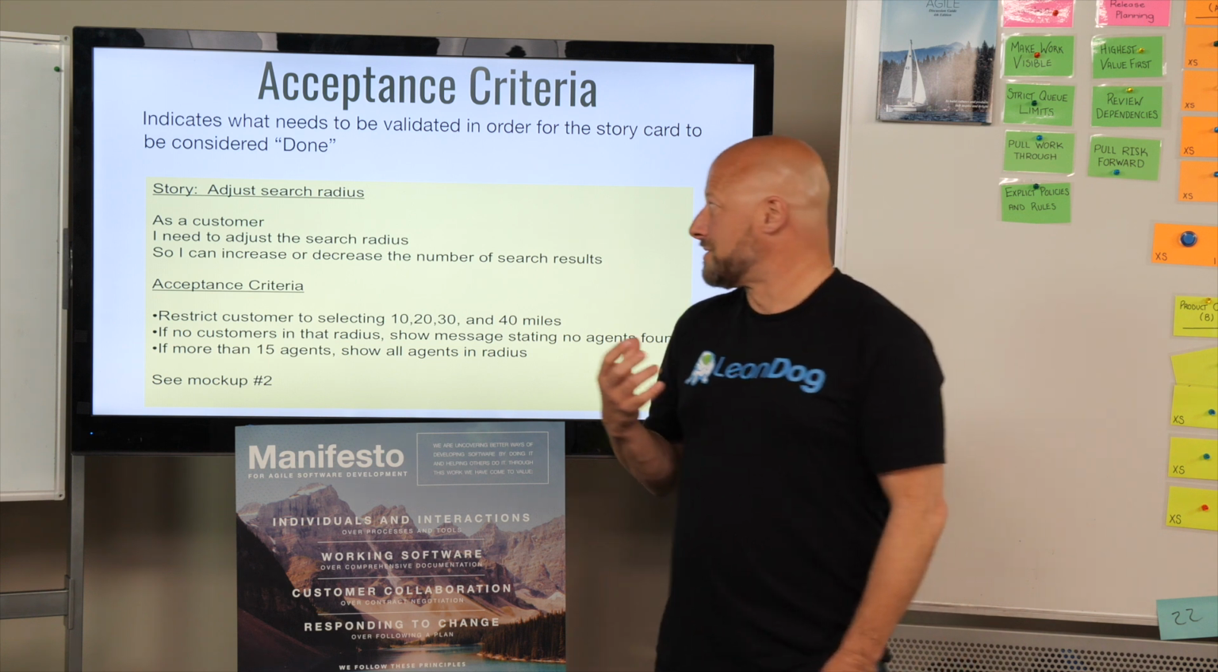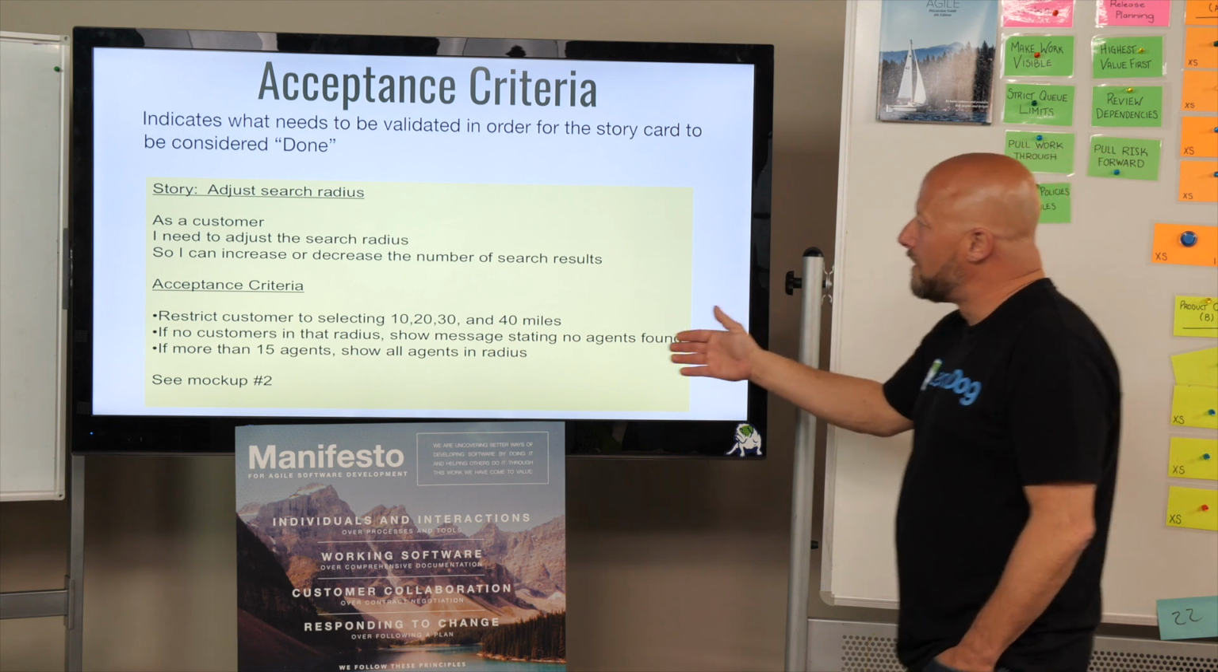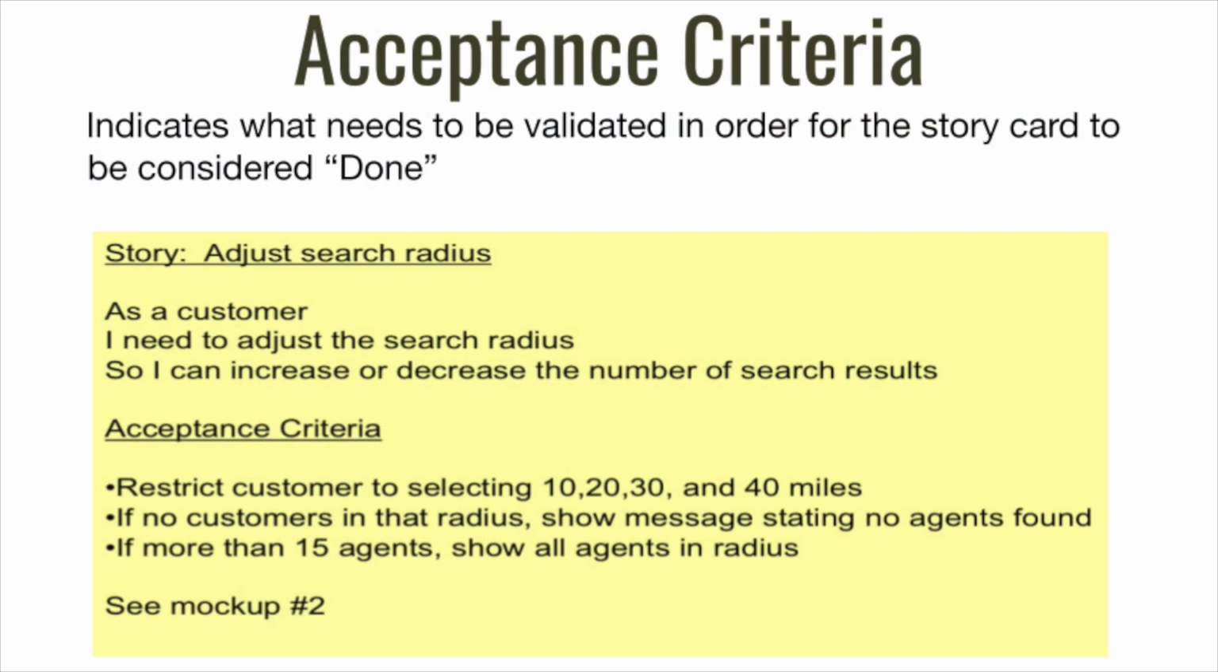So what I'm going to do is walk you through an example where we have acceptance criteria for a story card. In this case, we have a story card where we want to adjust the search radius. We've written the story card in a typical story card format: As a customer, I want to adjust the search radius, so I can increase or decrease the number of search results.